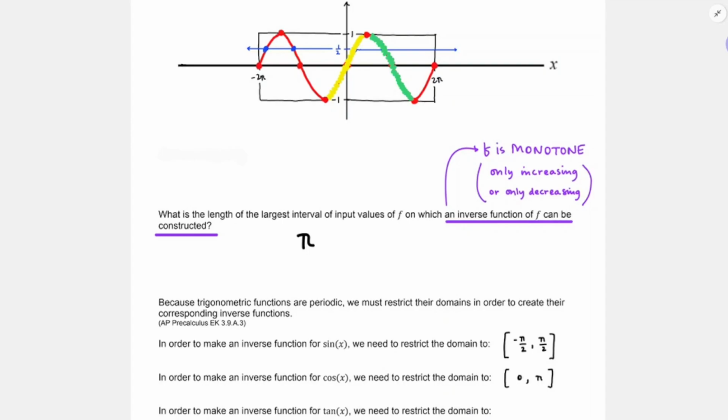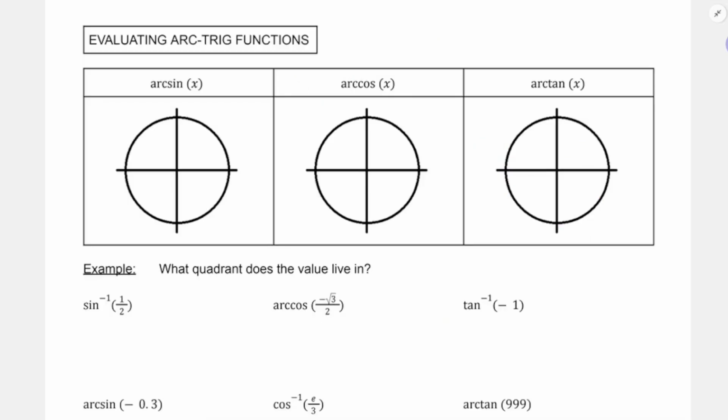And then for tangent, if we want to create inverse tangent, we're going to restrict the domain from negative pi over 2 to pi over 2. And notice that we're not going to include those endpoints. And again, I'm about to show you why.